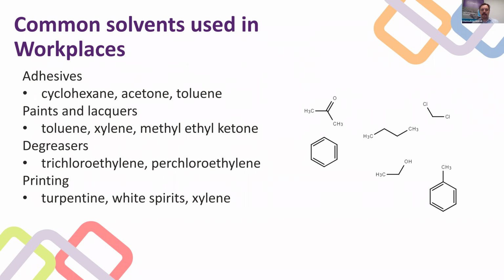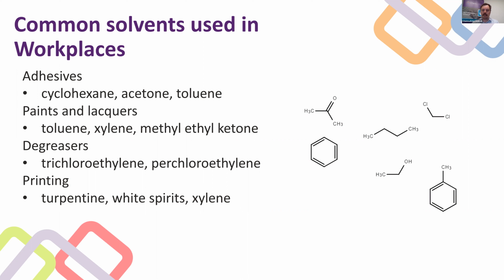So let's look at some of the types of products that contain solvents. Solvents are used in almost all workplaces and are used a lot in the printing, manufacturing, automotive, painting, agrochemical, cosmetic, and pharmaceutical industries. Common solvents used in the workplaces are found in adhesives. They contain solvents such as cyclohexane, acetone, and toluene. Paints and lacquers contain toluene, xylene, methylethyl ketone, otherwise known as MEK, among other solvents.